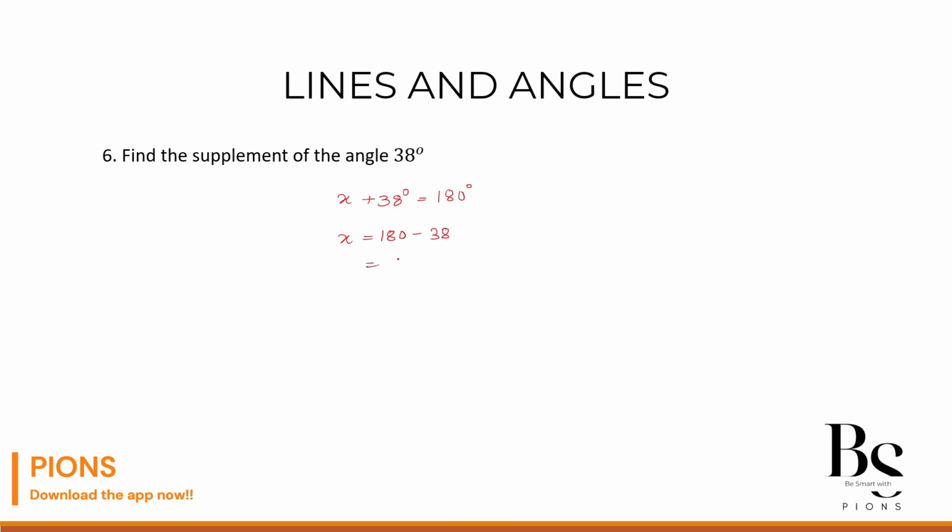That should give us how much? 10 minus 8 is 2, and 7 minus 3 is 4. It's 142 degree. So 142 is supplement of 38, or you can say 38 is supplement of 142. When we add both, it should give us 180 degree. Let's move to 7th one. Find the angle which is double of its supplement.